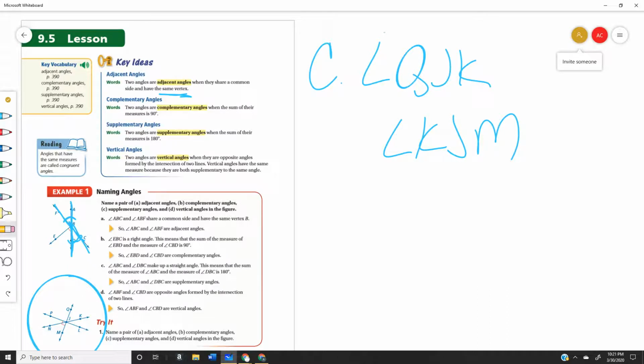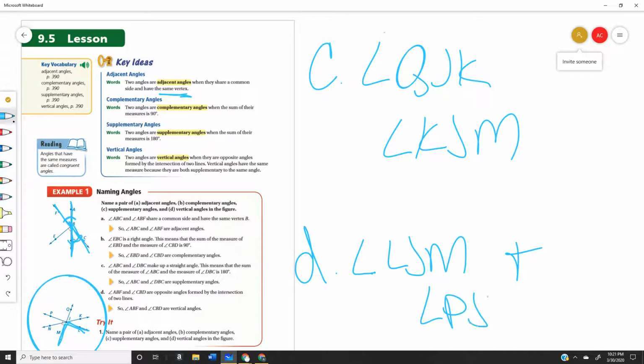Okay, and now let's go with D, which asks us to find a set of vertical angles. For D, we're going to go with angle LJM. So LJM right here. And then angle PJQ. It can also be QJP. It doesn't matter. What matters is we have that J in the middle. It's this one right here. And you notice they're opposites of each other. Okay, so that was the try it for that one.